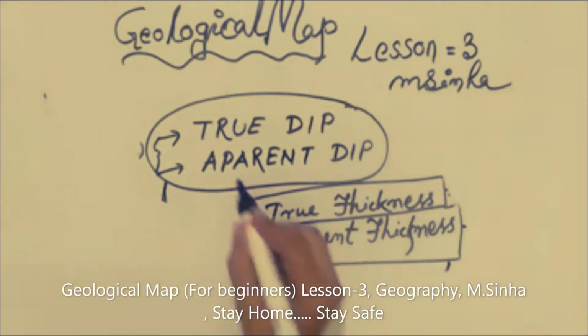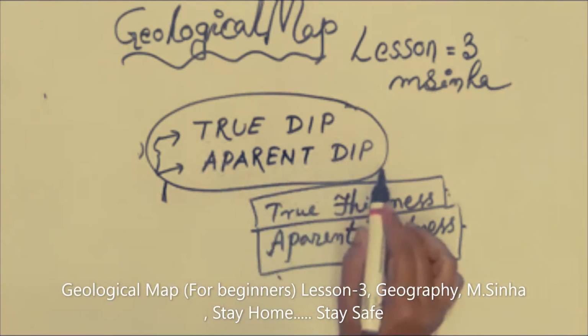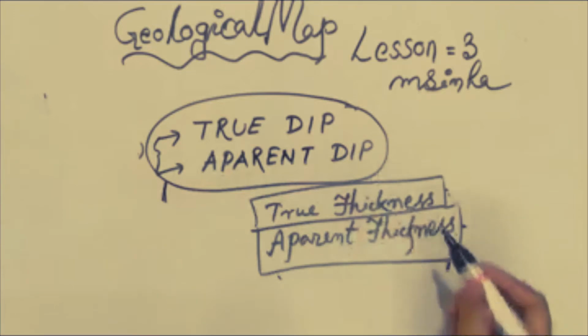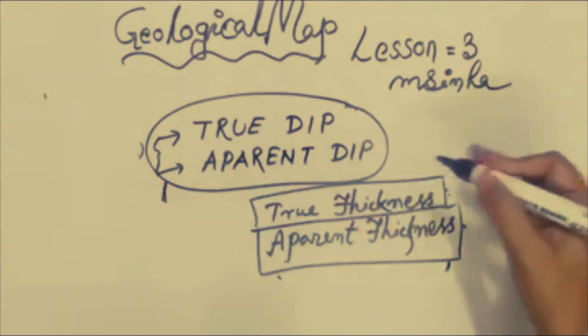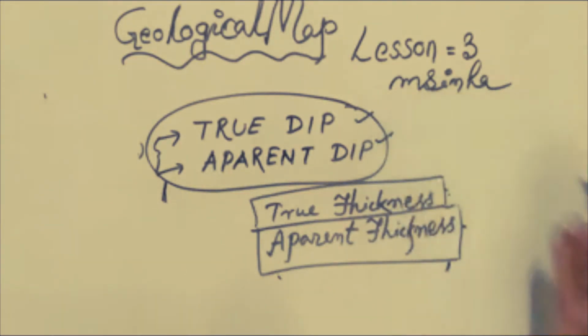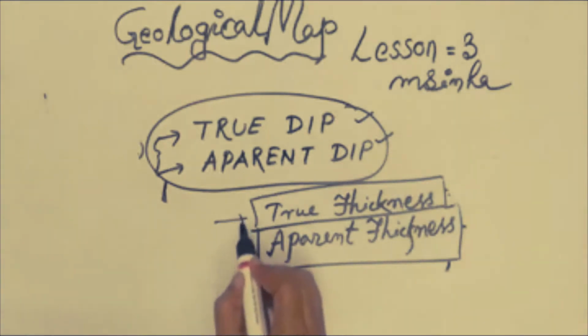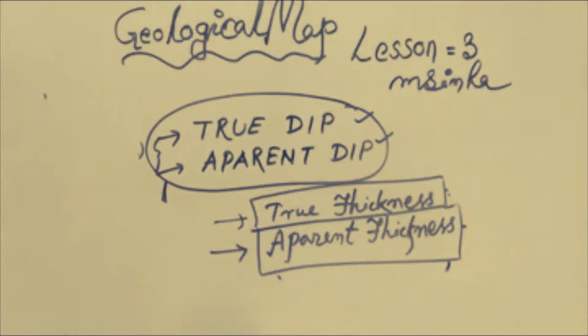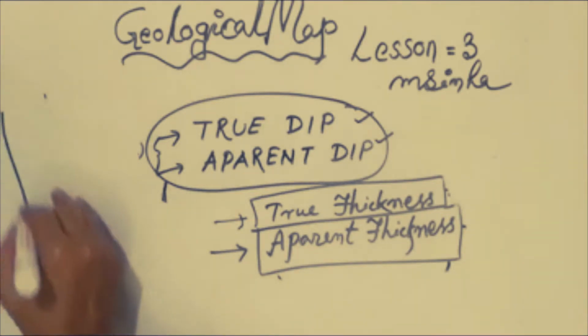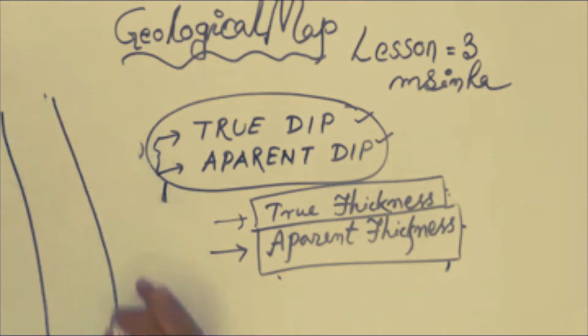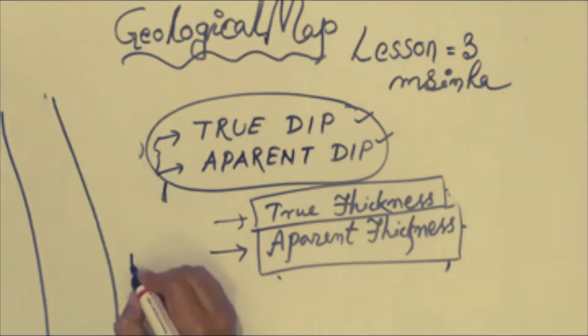Now our topic is true dip and apparent dip. Before going to the main topic, get a clear idea about the true thickness and apparent thickness. Suppose it's a road, a metal road, rather a national highway.